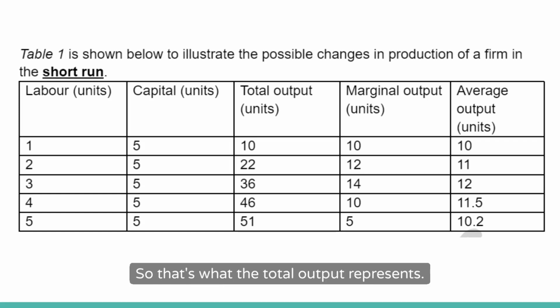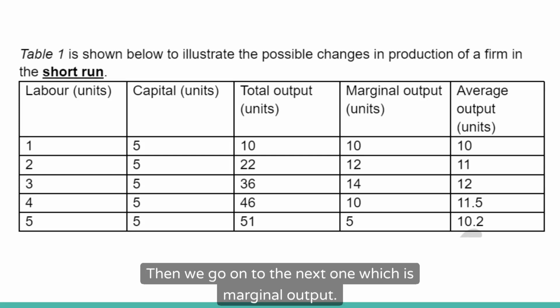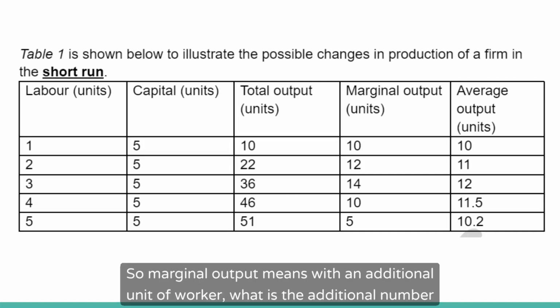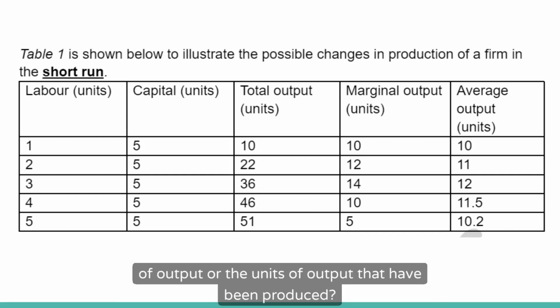So that's what the total output represents. Then we go on to the next one, which is marginal output. So marginal here means the next unit, right? So marginal output means with an additional unit of worker, what is the additional number of units of output that have been produced.